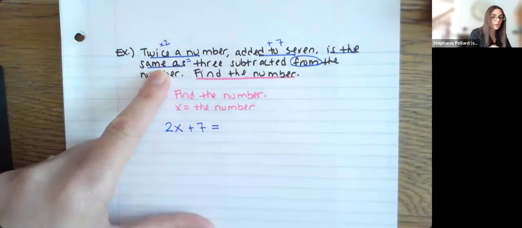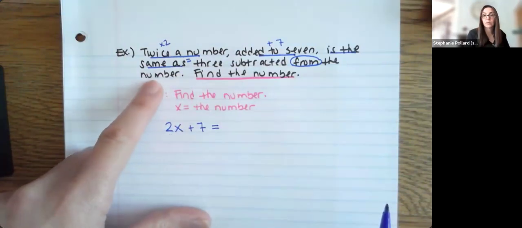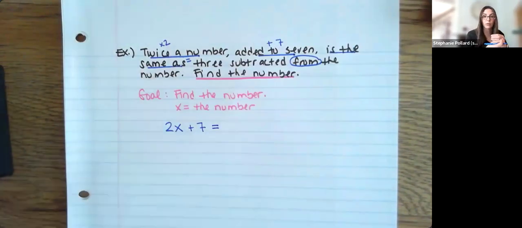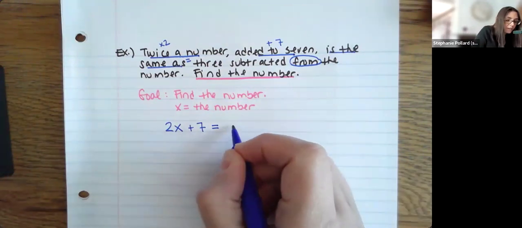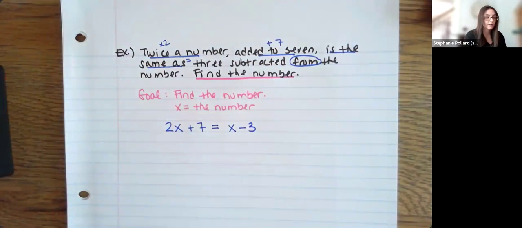And then here it's a little bit tricky. 3 subtracted from the number. Again, I'm doing subtraction, but that word from is going to change the order. So it's actually going to be the number first and then minus 3. So this is what my equation looks like.